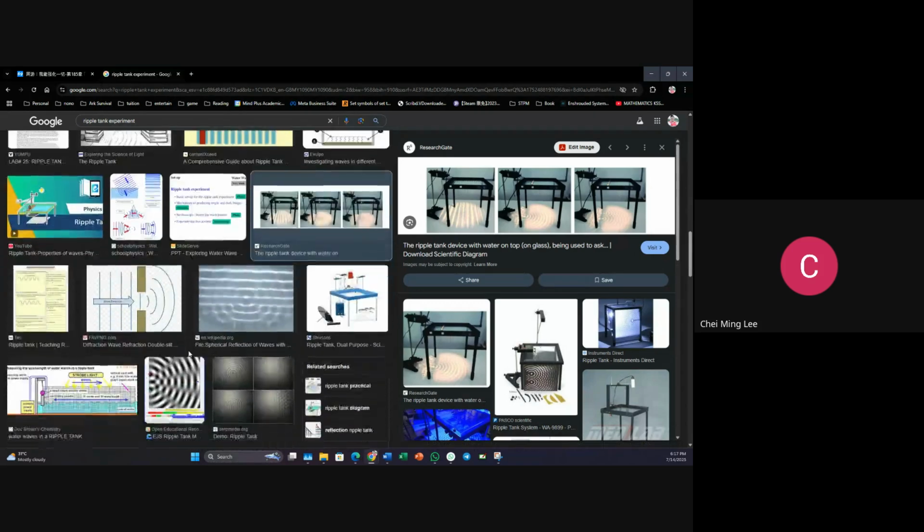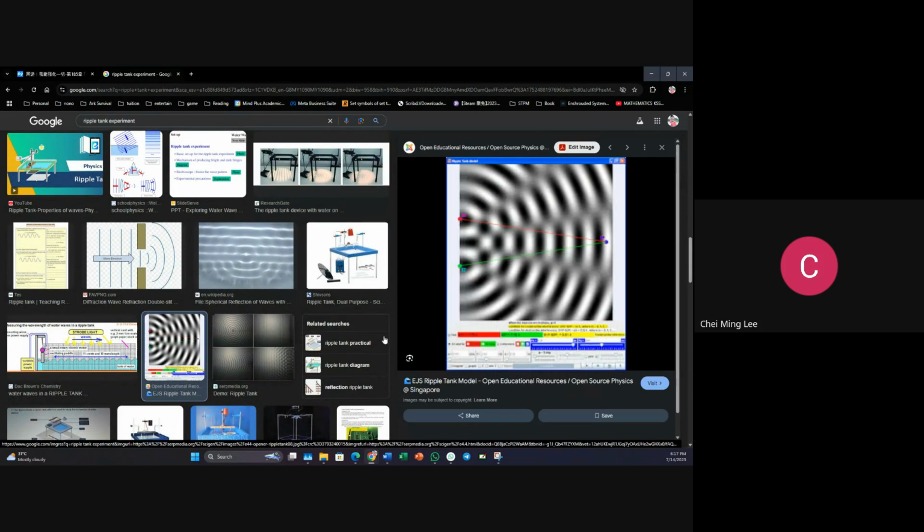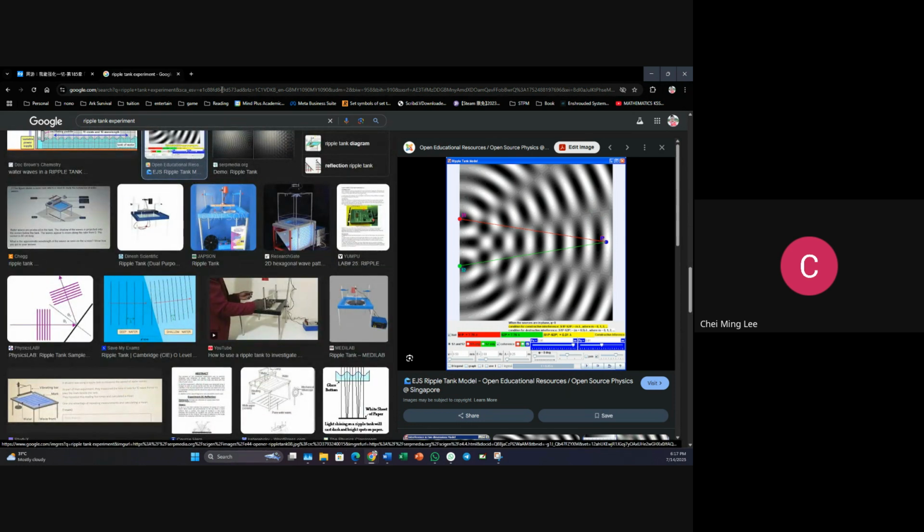Okay? So this is how it looks. If you use the stroboscope to adjust, you might get this kind of pattern. That's the wave pattern. Okay? You understand?